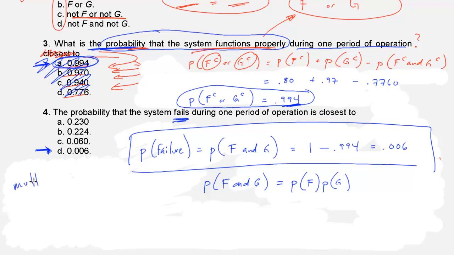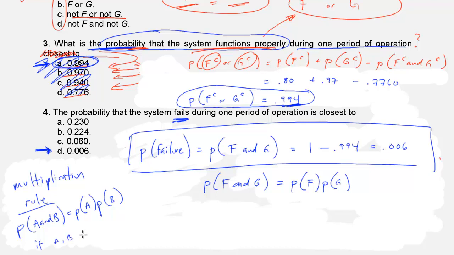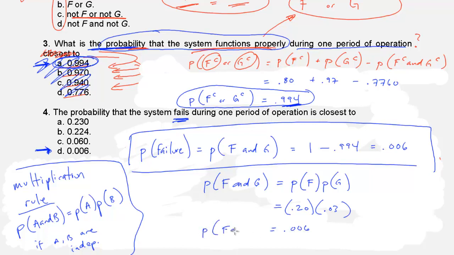Because the general rule in your textbook, the multiplication rule, is that the probability of A and B equals the probability of A times the probability of B, and that's it. It's as simple as that, if A and B are independent, and they did tell us that they are independent. So that's the general rule that we're working with. So we just need to multiply our two numbers together. We know that the first one is 0.20. They gave us that at the beginning. We know that this one is 0.03. This, when you work it out, is 0.006. So that's it. That's F and G.